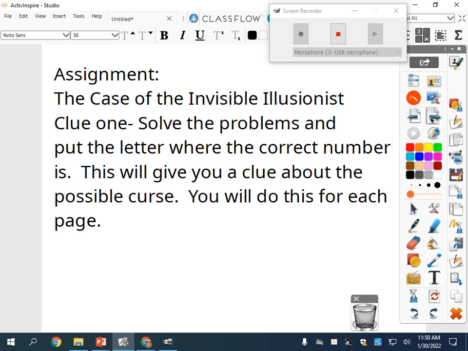From those clues, they're going to give you information about possible cures. All right, and so you can use that. If you get stuck on the cure part, maybe we'll talk about that on Tuesday. All right, but for the most part, you guys are doing all of the pages in the packet. Okay, and then we'll start with how to answer the clues tomorrow.